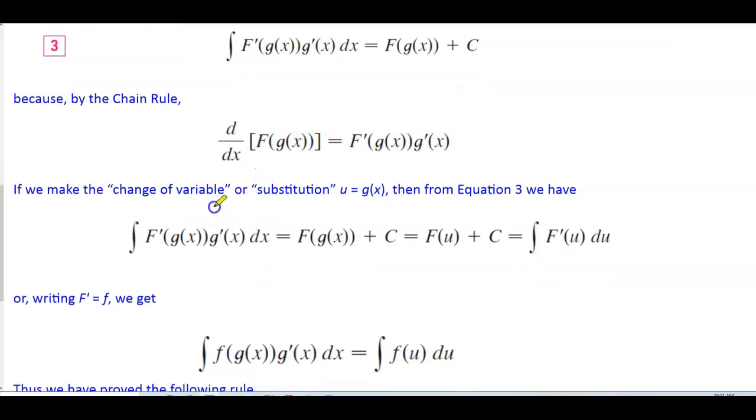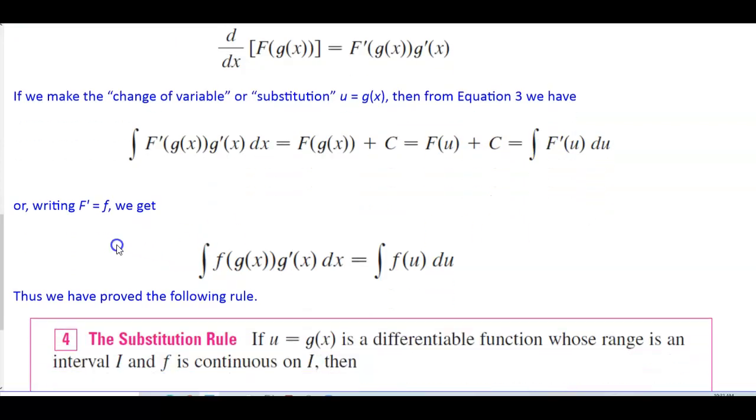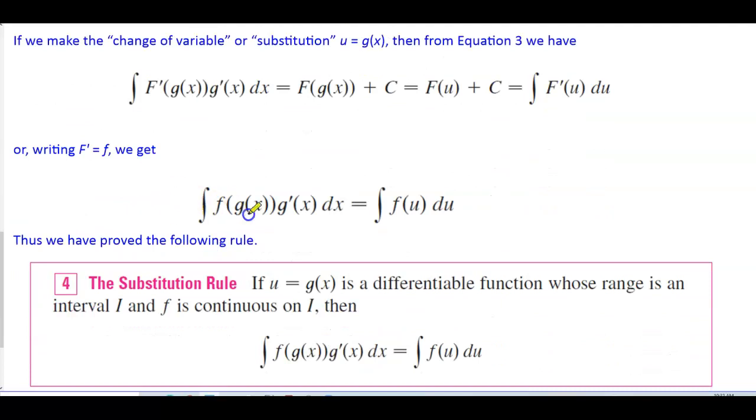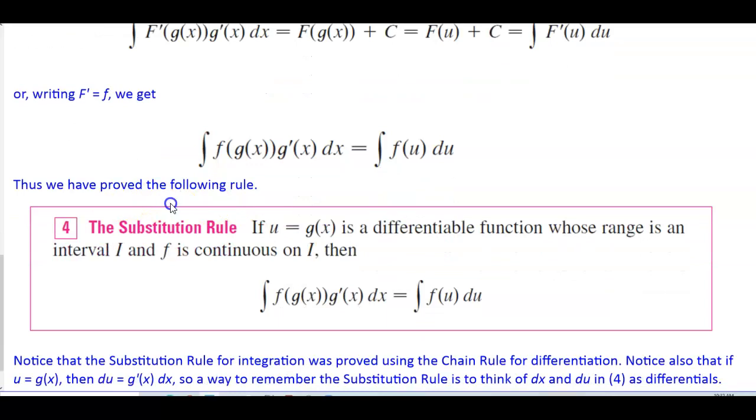Now, if we make the change of variable or substitution u is equal to g of x, then from equation 3, we would have the following. We can rewrite this now as the integral of f prime of g of x, g prime of x dx, which becomes f of g of x plus c, which is equal to f of u plus c, which is the integral of f prime of u du. Or by writing f prime is equal to f, we would get the following. The integral of f of g of x times g prime of x dx is equal to the integral of f of u du. Thus we have proved the following rule.